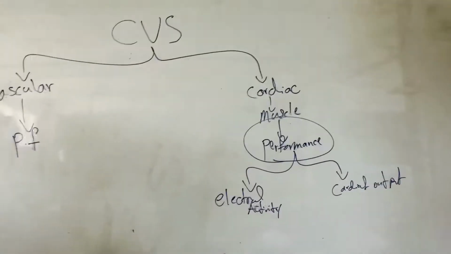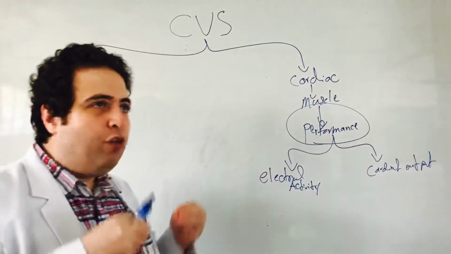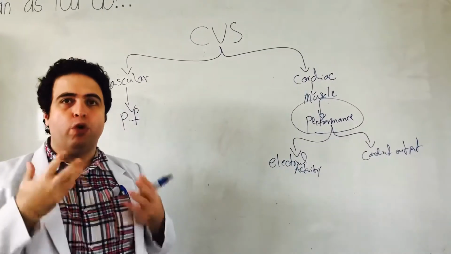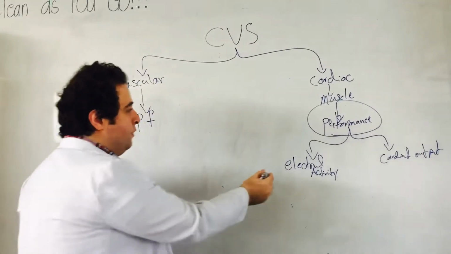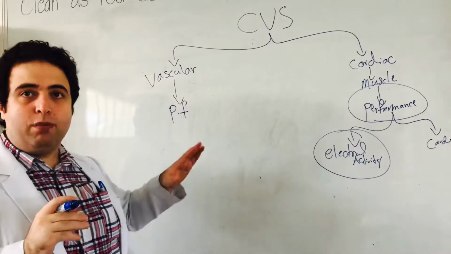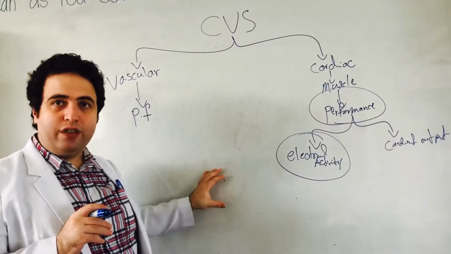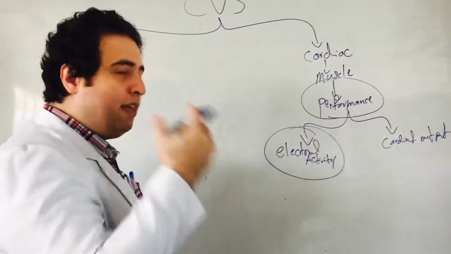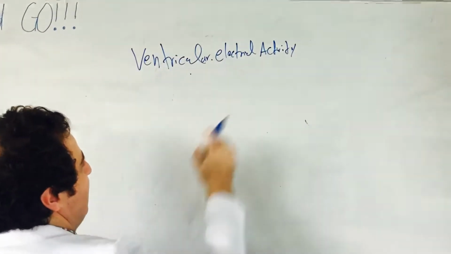Okay. We talk about electrical activity. When we talk about electrical activity, I want you to think about how my cardiac muscle will work at the cellular level. Let's write it here. Let's make electrical activity in the ventricle, because we know from our anatomy that the cardiac muscle is composed of atrium and ventricle. First we want to talk about ventricular electrical activity, or electrical activity in the ventricle.